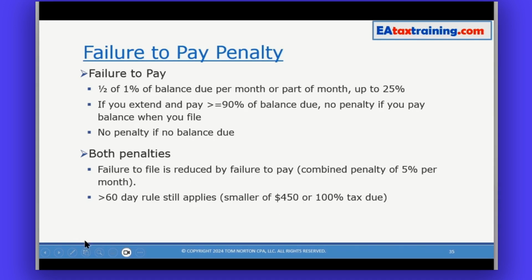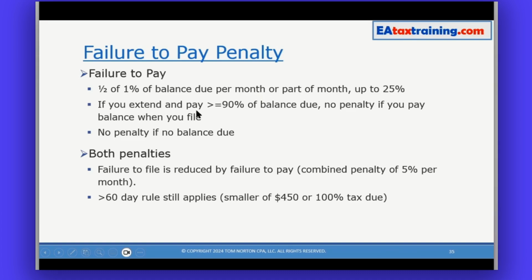Failure to pay penalty. If you fail to pay your money, so maybe you filed or maybe you didn't, but either way, if you didn't pay by the due date, then the penalty is 0.5% of the balance due per month or part of a month, up to 25%. So that $1,000, 1% of that would be, I think, $10. So 0.5% is $5. So that would be $5 per month or part of a month, up to 25%. So that can keep going. If you don't pay, that can keep going all the way up to $250, that $5 per month.